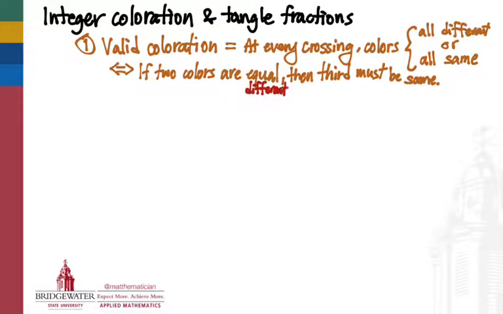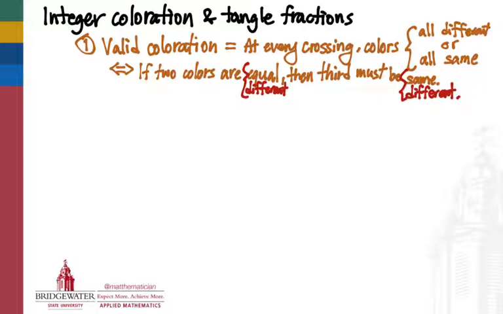And then if I replace the word equal here with different, so if I choose two different colors at a crossing, then that forces me to have the third one be different from the first two. Right? That's another way to think about what makes a coloration a valid coloration. And this is true for colorations of knots. It's also true for colorations of tangles.